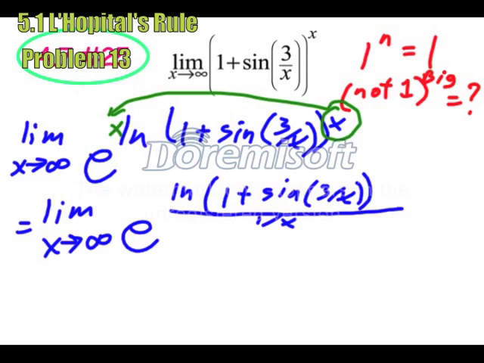So now when we try to plug in really big values for x, 3 over x is still going to 0, sine is going to 0, plus 1 is going to 1, but the natural log of 1 is 0, so the top is going to 0. In the denominator we've got 1 over x. x is getting big, 1 over really big gets really small. So we have that L'Hopital form of 0 over 0, and we can go ahead and use L'Hopital's rule now.